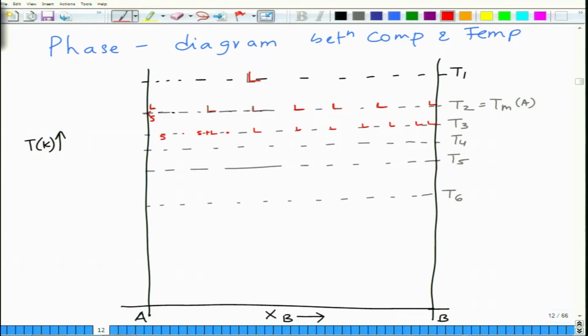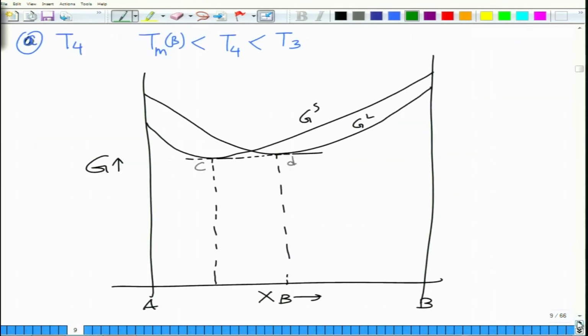All right. So, this is A. Let me just define a different color. This is A, this is B, and similarly if you now go to T4, we had two different points C and D. So, again in this region you had solid, in this region you had solid plus liquid, and in this region you had liquid. So, this point is C, this point is D.